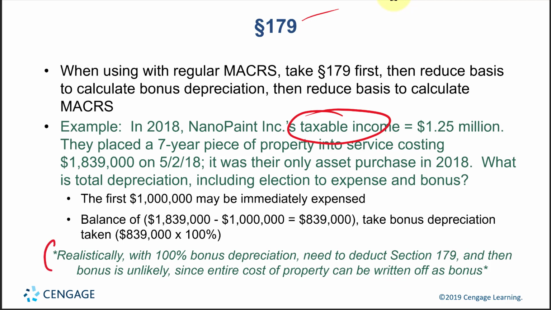This footnote down here is kind of applicable, kind of telling students that because bonus is 100%, because 179 is up to $1 million, probably there's nothing left over to deduct, or you don't deduct 179. That leads everything to bonus. Remember, this is first, bonus is second, MACRS is third. So probably for the next few years, for most small businesses, if they don't want to spread the costs over the 5 or 7 years, they'll probably deduct everything for bonus and reduce their income for the current year.